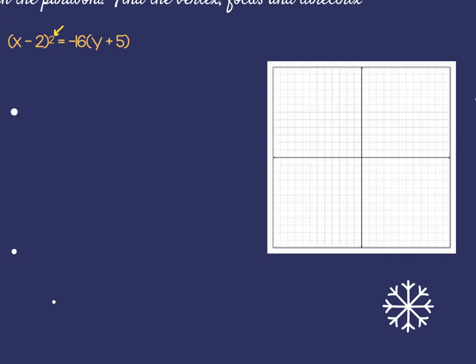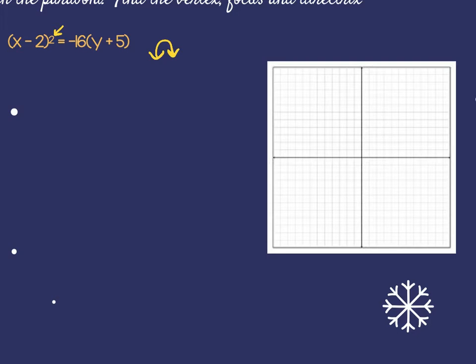Because the x is squared, it's vertical. Because the 4p is negative, it's pointing down. Yes? What else can you tell me? What's the vertex? 2.